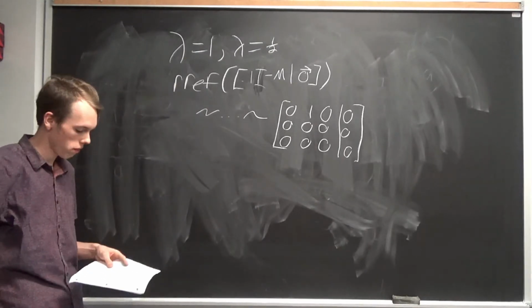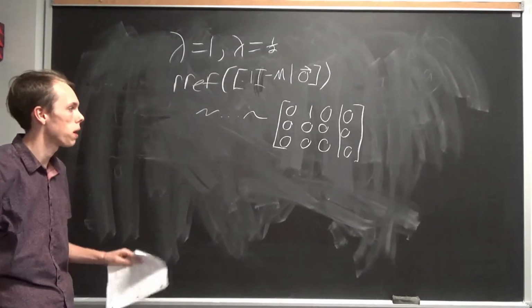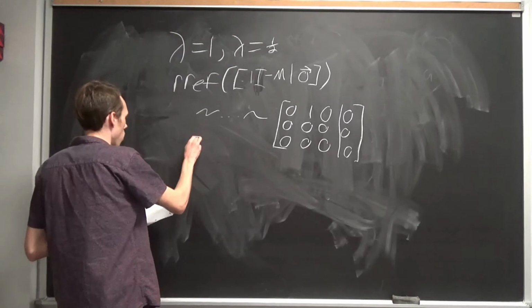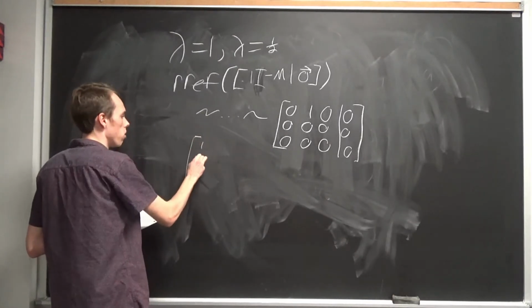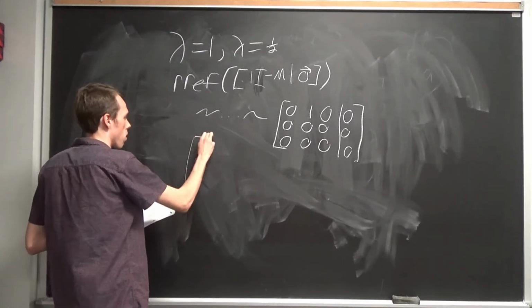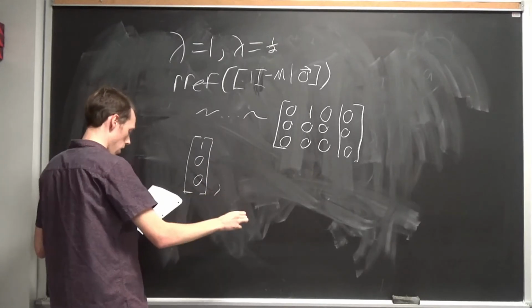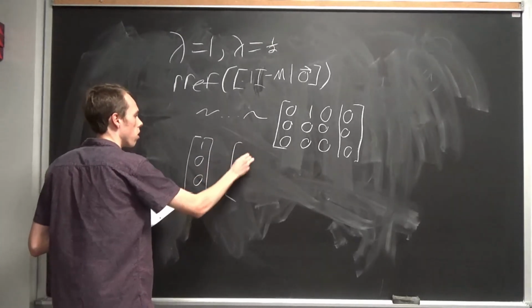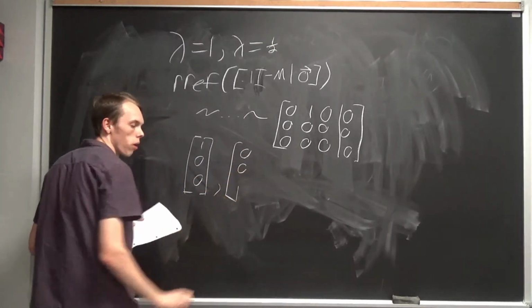And so our eigenvectors for the eigenvalue lambda equals 1 are 1, 0, 0, and 0, 0, 1.